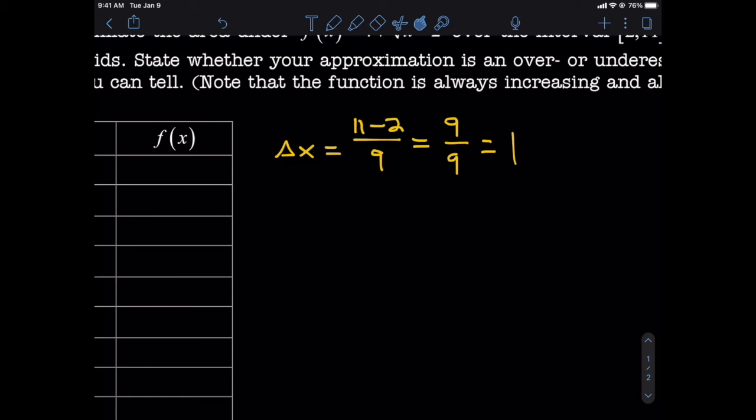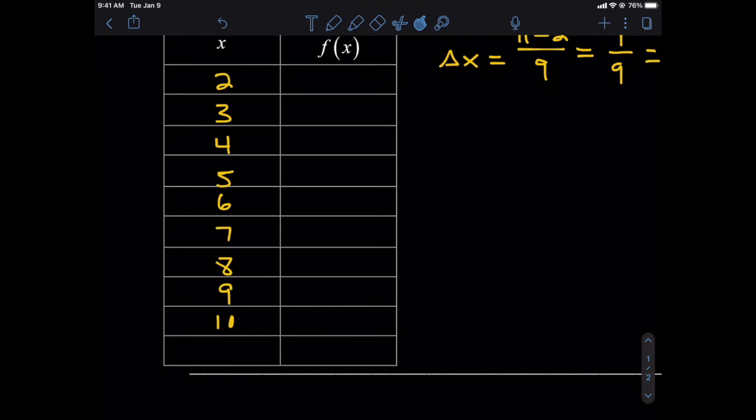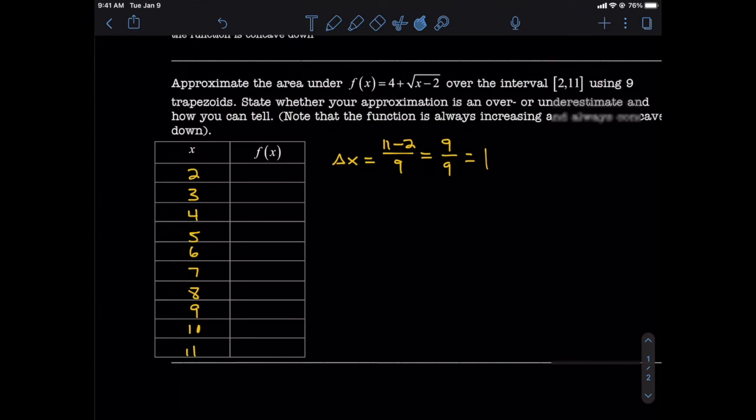That means it's going to be really easy to set up our table here. We start our x values at a, 2, and increase by delta x. So 2 plus 1 is 3, then 4, then 5, then 6, then 7, then 8, then 9, then 10, and of course our b value is 11. Next, we need to figure out the associated y values.